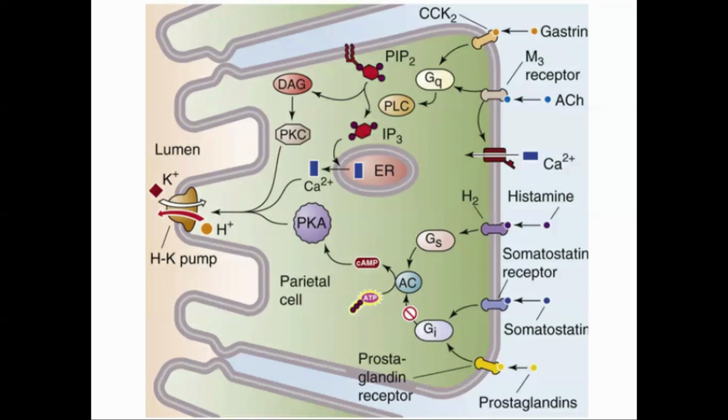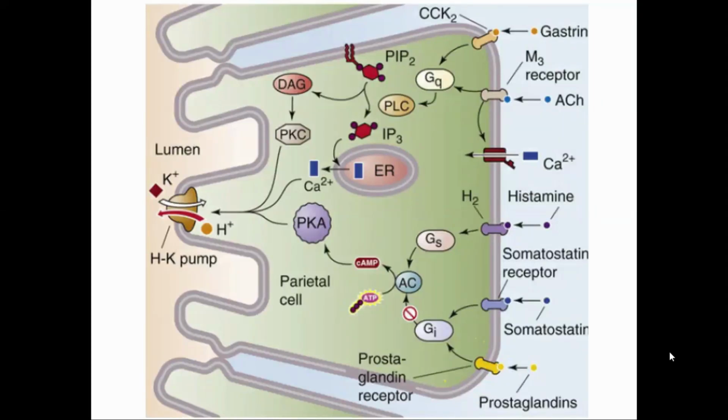Then there are inhibitory substances. If HCl is secreted in high amounts, if there is maximum acidity, then the acid itself, the hydrogen ion itself, will stimulate the somatostatin cells. Somatostatin cells are the D cells. Whenever they are stimulated, the D cells will secrete somatostatin.